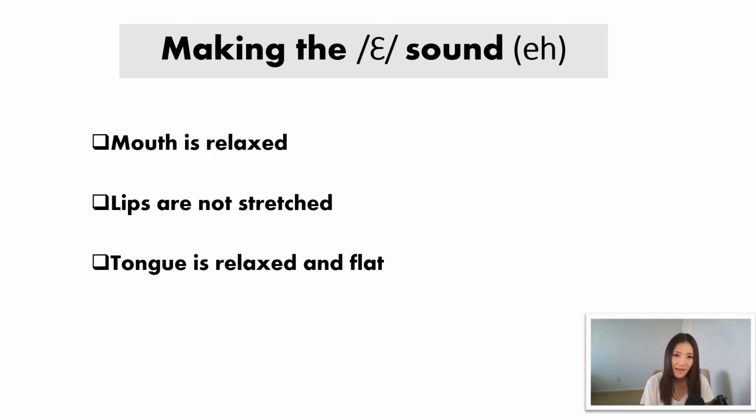We'll look at e or epsilon first. When you make the sound e, which is in the word bed, right? It's b, e, d, so it's e. Your mouth is relaxed. Your lips are not stretched, so there's no need for a lot of work in your mouth. And your tongue is more relaxed and flat, so it's e, e.